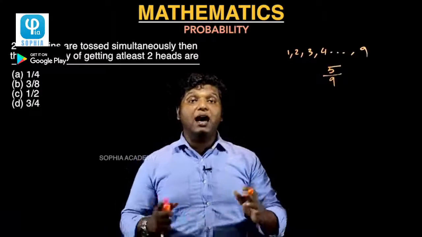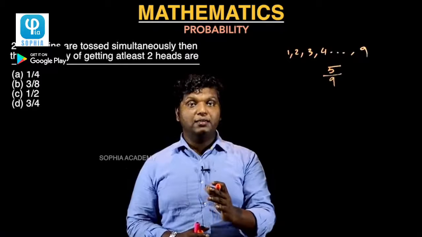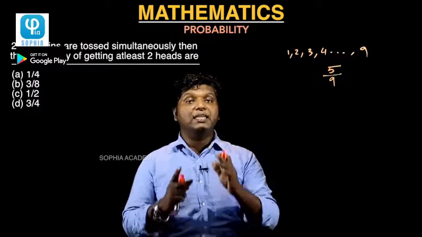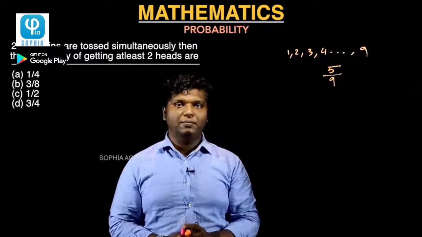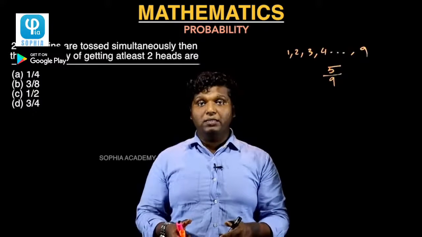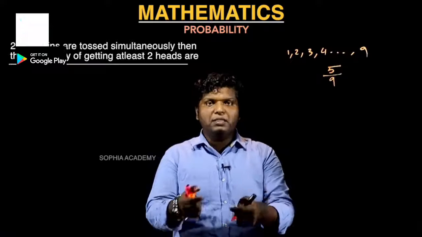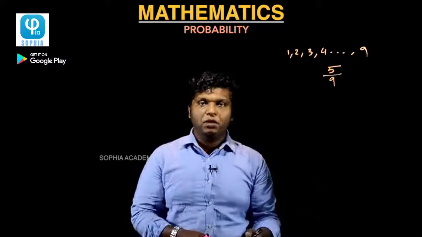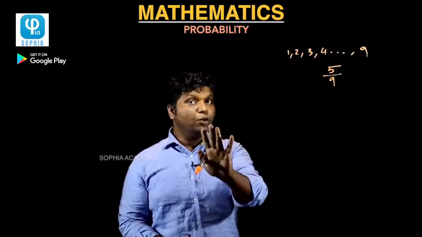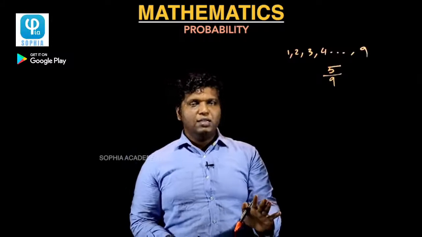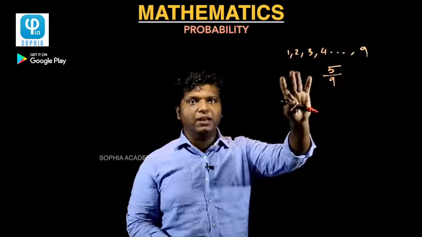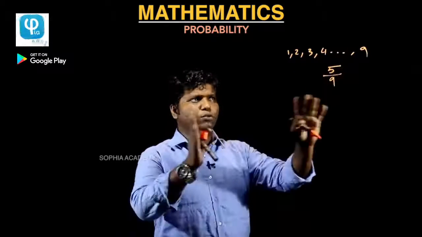If 3 coins are tossed simultaneously, then the probability of getting at least 2 heads is? So here you can see 3 coins. They are tossed simultaneously. Imagine you are taking 3 coins and you are tossing them. So what is the probability? First of all, you have to know how many outcomes are there. Here it was easy because it was given like this, 1 to 9. The numbers are given and you have to count them.